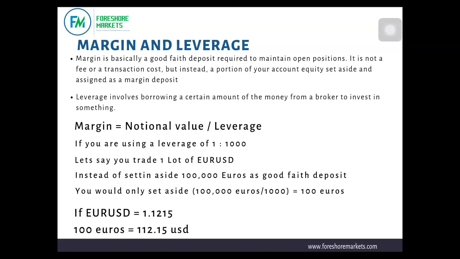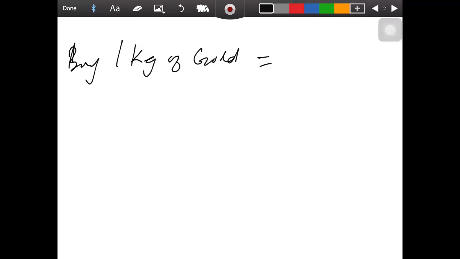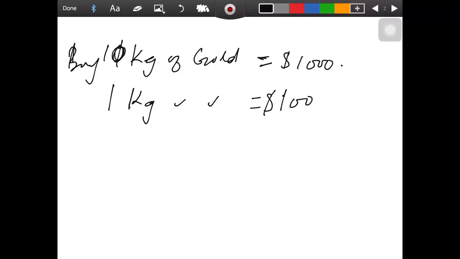Let's go a little further into what margin means. Say you go to your jewelry dealer or your gold dealer and you want to buy 10 kg of gold. Let's say 1 kg of gold costs, hypothetically, $100. So if you want to buy 10 kg of gold, this is going to be 1,000 USD. So the margin that is required for you to complete this transaction is 1,000 USD.